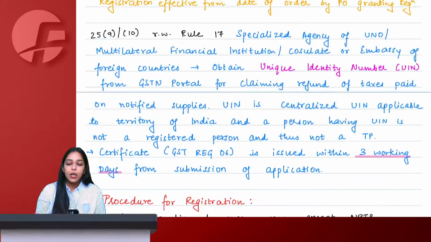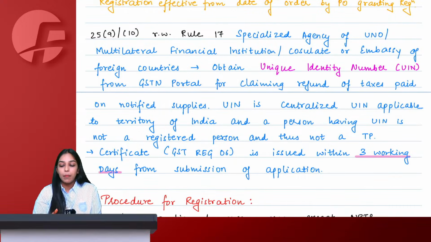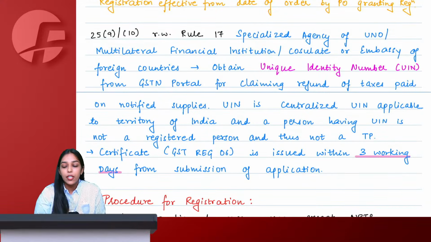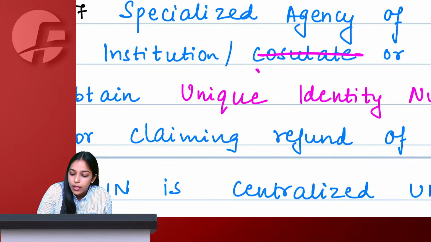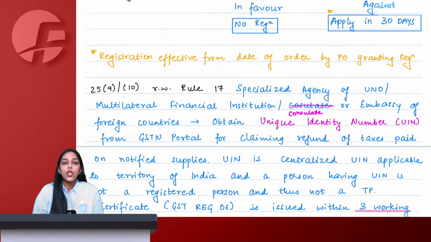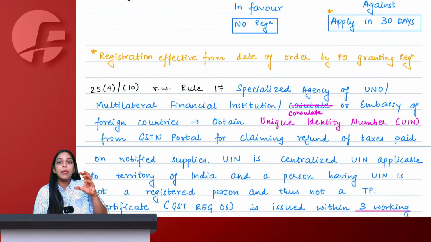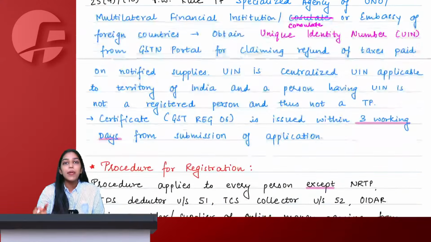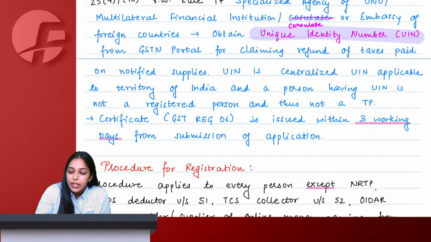Done, ma'am. Now, talking about UIN number. I told you, unique identity number. Now, first of all, who has to obtain this number? Specialized agencies of United Nations organizations, multilateral financial institutions, consulate or embassy of foreign countries, all of these things. These are basically all people from abroad, right? United Nations or multilateral financial institutions, consulates, embassies, these people if coming to India can obtain a unique identity number.